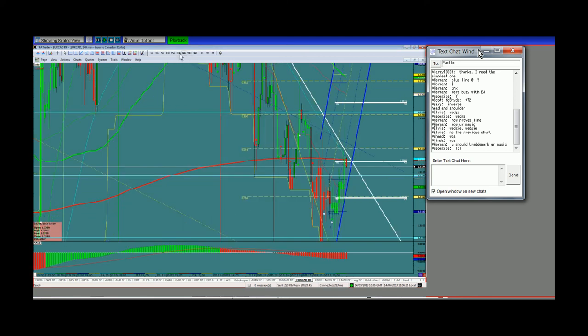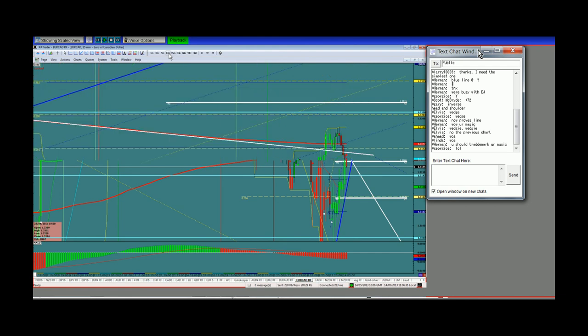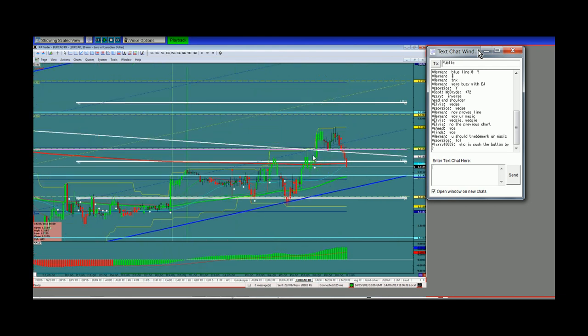Wedge again. All right, so that's not good. Remember we talked about this. Remember we said right here, just because they broke it out and hooked back down does not mean that we're going to do it.